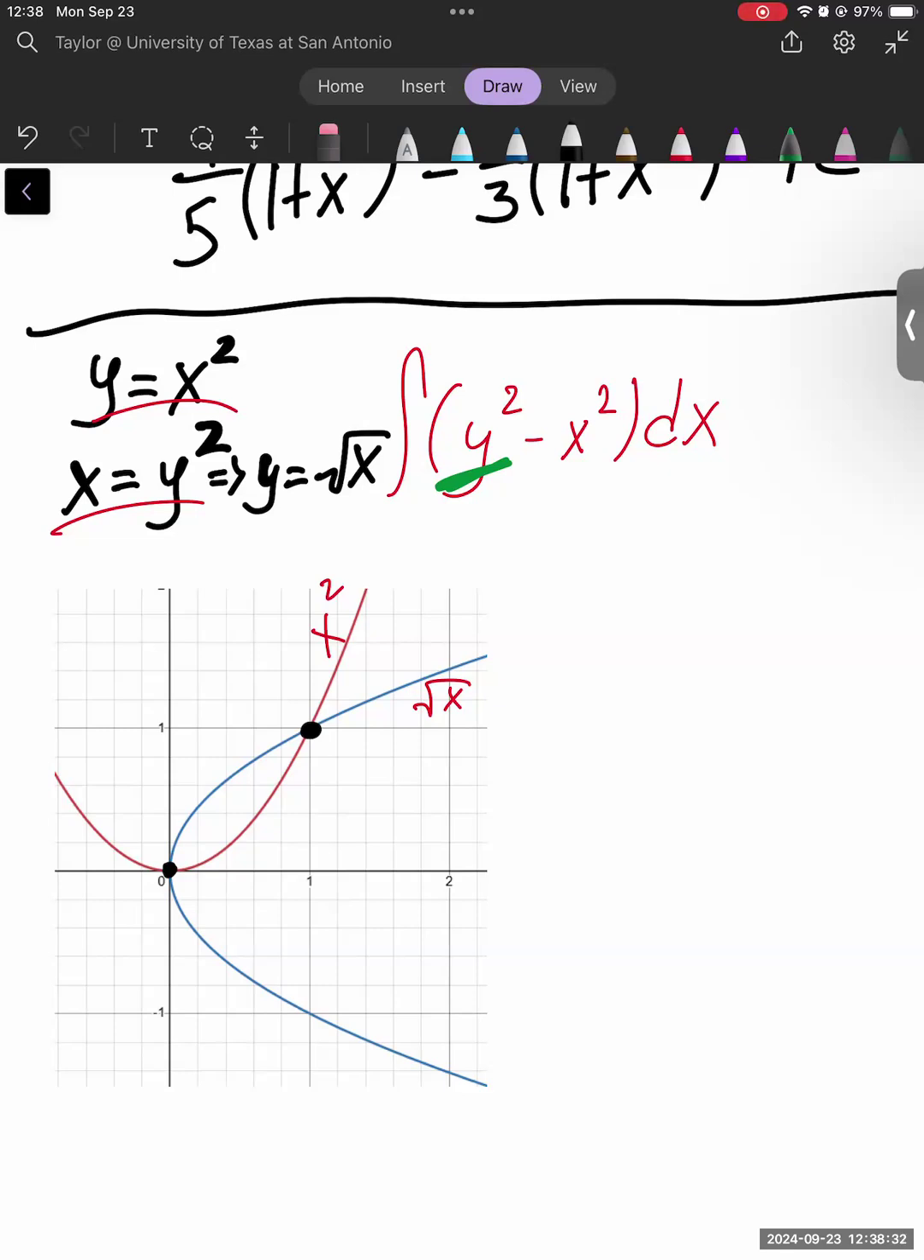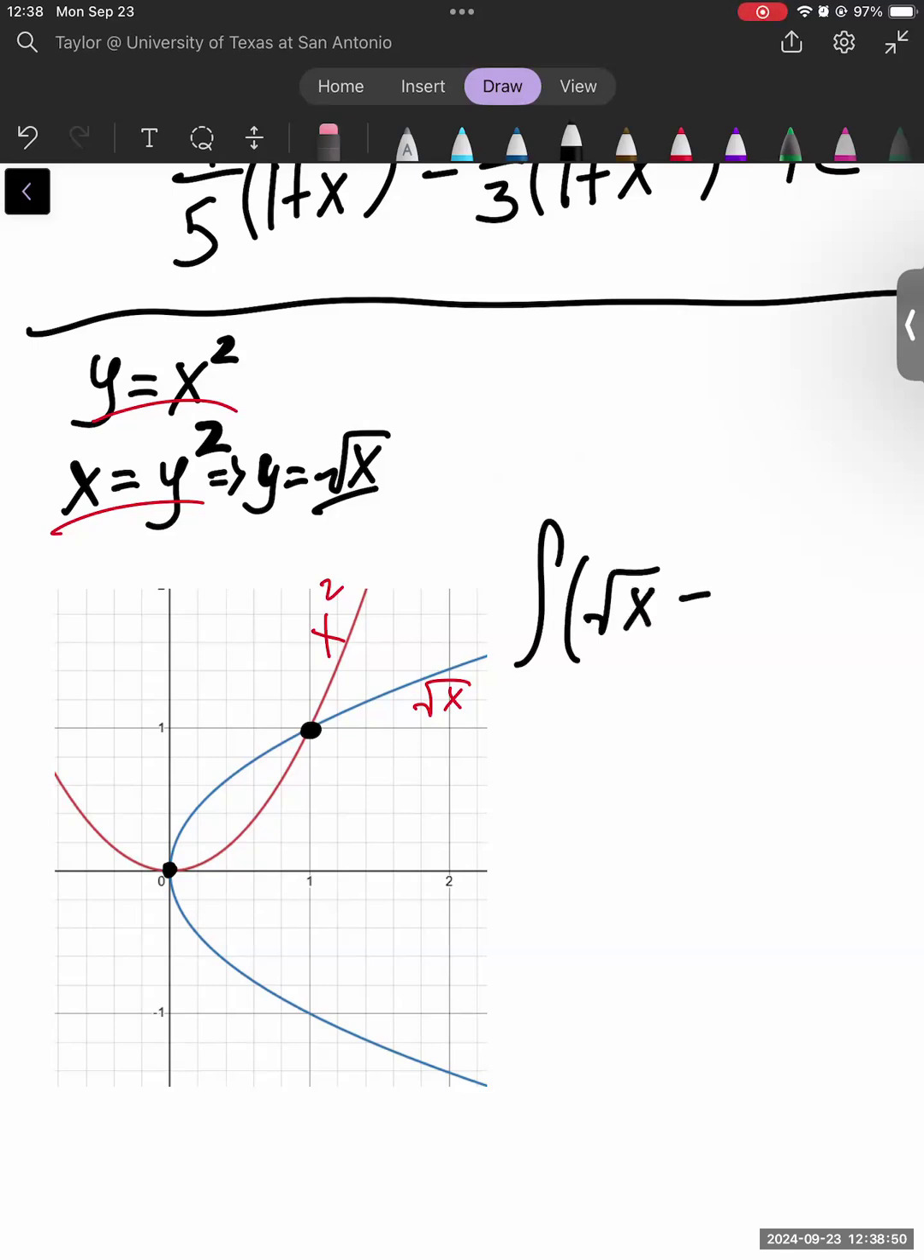Yeah, we need to get everything in terms of x first before we can integrate with respect to x. So go ahead and keep this here because that's correct. How would we find our bounds of integration? Nice. And so we get square root of x equals x squared.